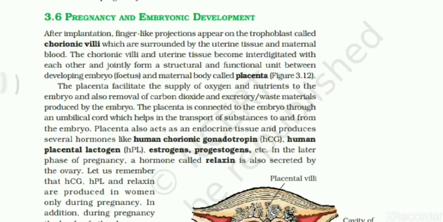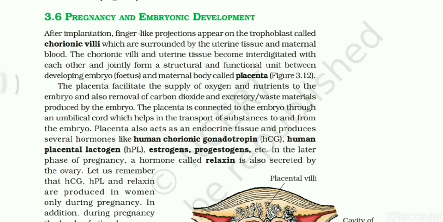So, students, this is about pregnancy and embryonic development. Implantation takes place by the trophoblast cells of the growing embryo. After implantation, many finger-like projections appear on the trophoblast, called chorionic villi, because we know that extra embryonic membranes and embryonic membranes, then uterine vessels.